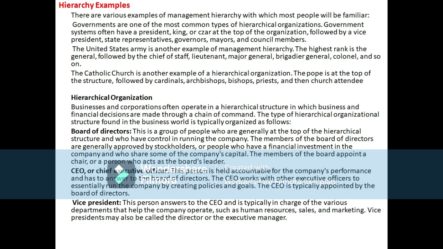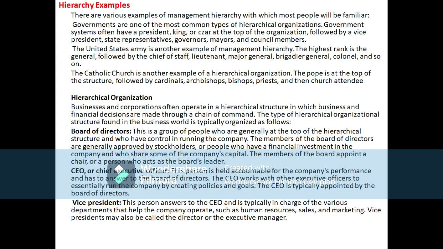The members of the board are led by a chair, or a person who acts as the board's leader. Okay, a chairperson will be there. So the board of directors is the top position in the hierarchy. First place is the BOD. After the board of directors, we have the CEO, the chief executive officer. This person is held accountable for the company's performance and has to answer to the board of directors. The CEO works with other executive officers, the C-level executives, like CFOs.